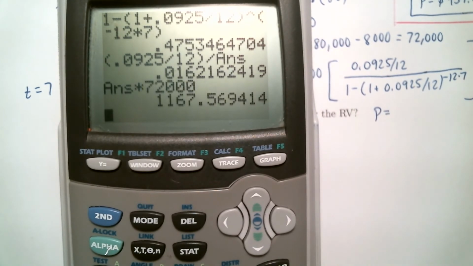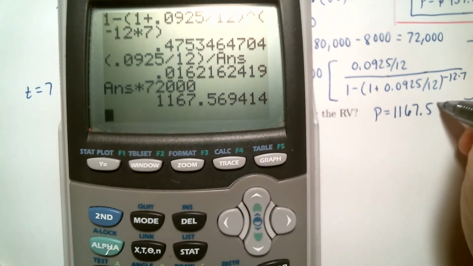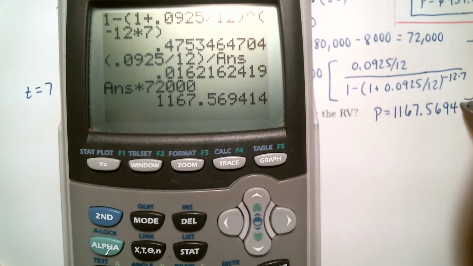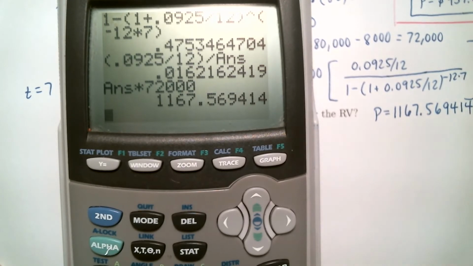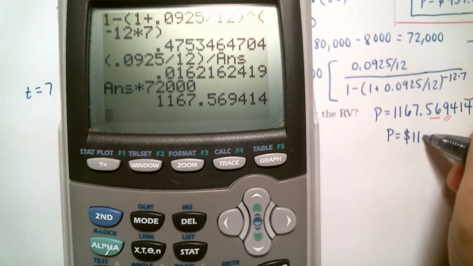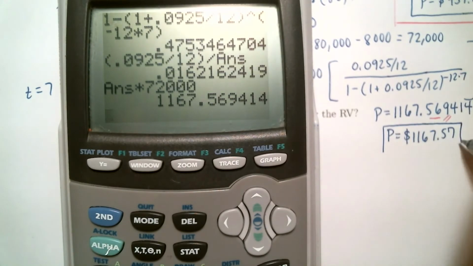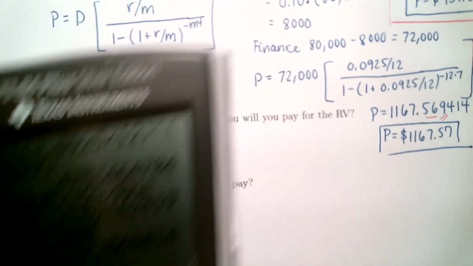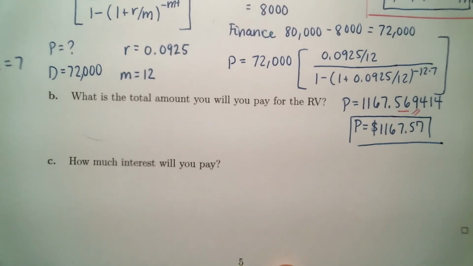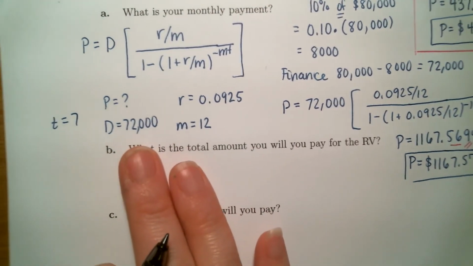Okay, voila, there is our monthly payment for this RV. When you're doing your monthly payment, you need to round to the nearest cent. So when we look at this, we've got 56 cents and there's a 9 after, so we need to bump it up to 57. So the monthly payment is going to be $1,167.57.